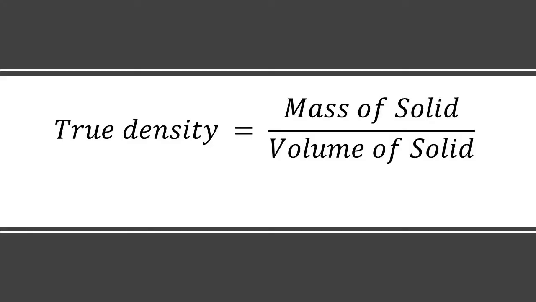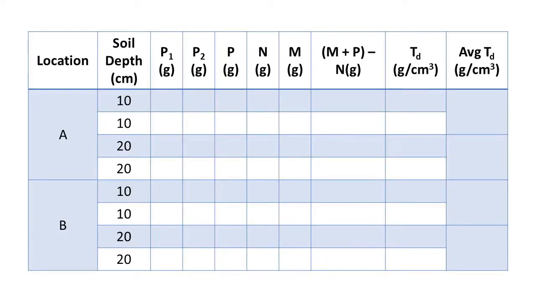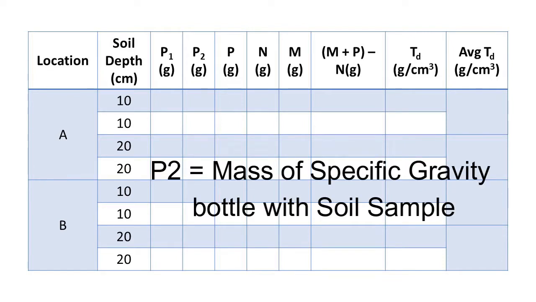True density is calculated by dividing the mass of solid by the volume of solid. As we discussed earlier, true density is expressed in terms of specific gravity, where specific gravity is the true density divided by the density of water. This is the way to record data. Here, P1 is the mass of the empty specific gravity bottle. P2 is the mass of the specific gravity bottle with soil sample.